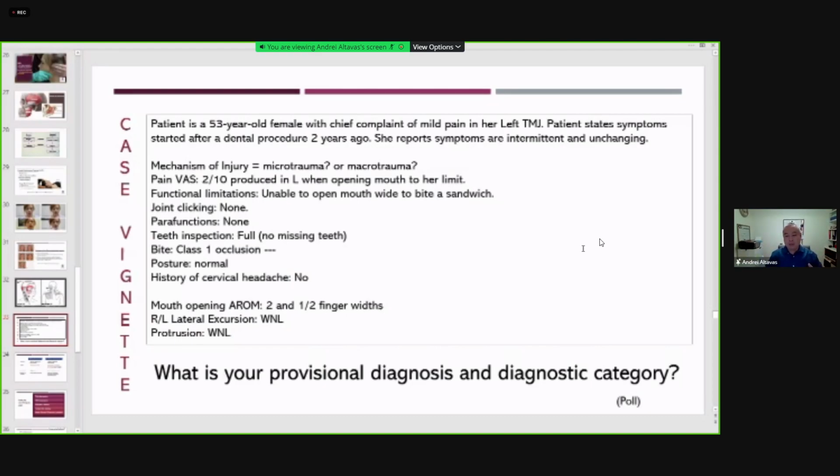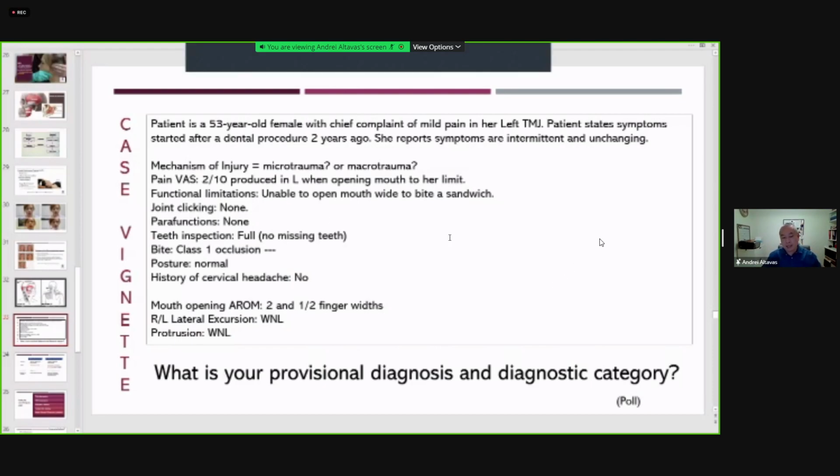Now, part of the problem is when I asked her, are you limiting your mouth opening? She said yes. She has a fear of opening her mouth that wide because it hurts. So she's been basically just moving her jaw where it feels happy, to put it that way. There's no joint clicking, which tells us the patient does not have a disc derangement or a disc displacement.